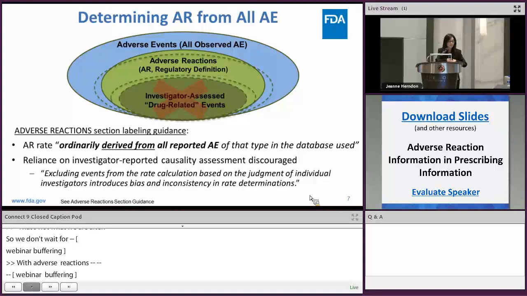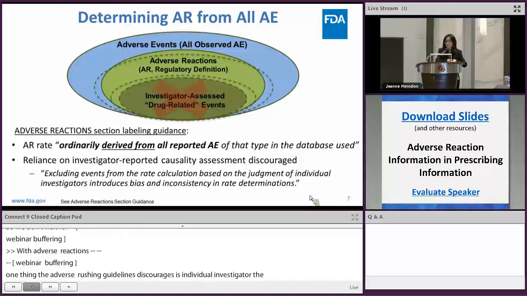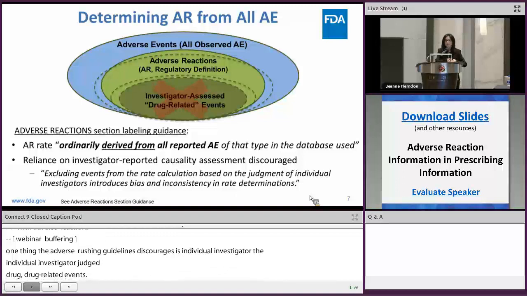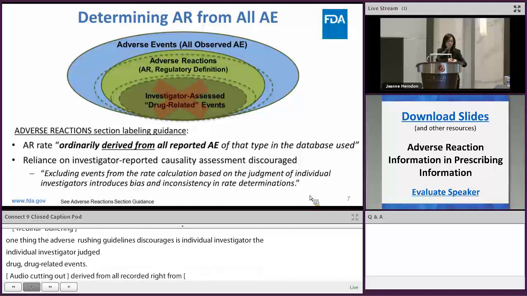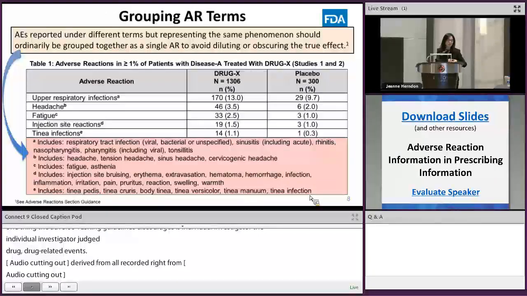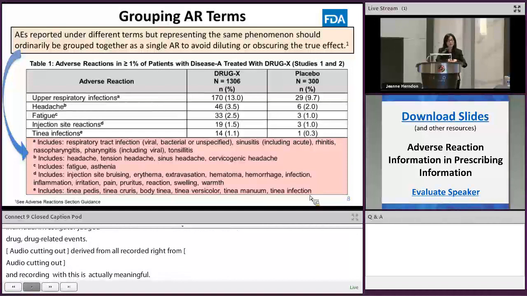So instead, the guidance recommends that the adverse reaction rate be ordinarily derived from all reported adverse events. And I just wanted to emphasize derived from, because as we mentioned, it's not a one-to-one relationship. It's not that the AR rate is all the reported adverse events. Again, there's some processing and assessment of that information further to ensure that what you're reporting as an adverse reaction is actually clinically meaningful. One of the things that you would be doing when you're assessing the adverse events further to see if there are adverse reactions is also seeing whether certain terms can be grouped, if it makes sense to group them.